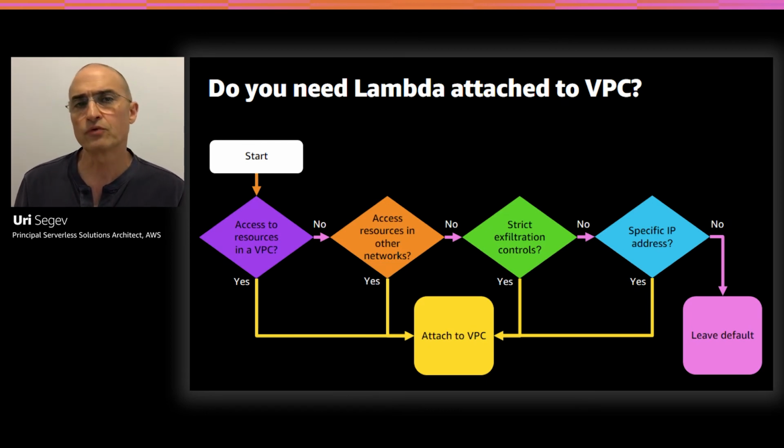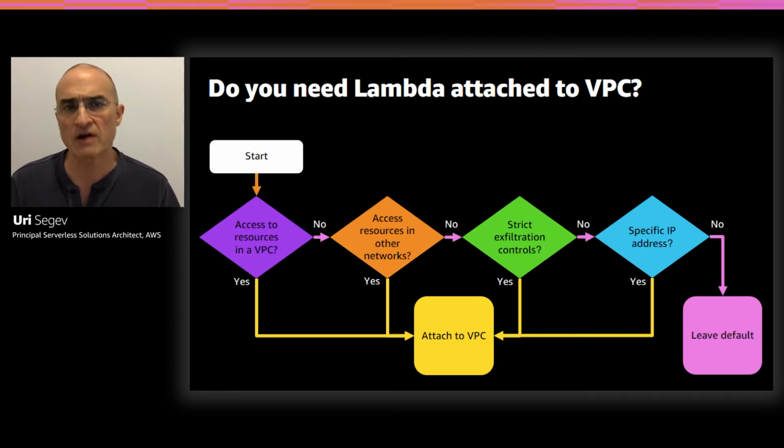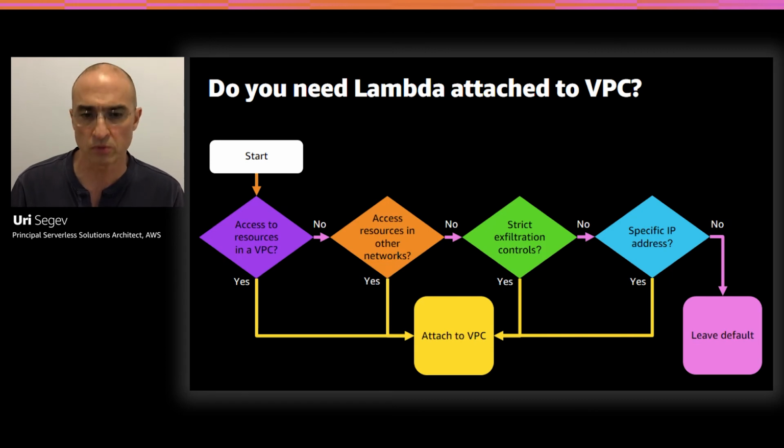The third reason would be if you have strict exfiltration requirements for your traffic. You want to be able to control where the traffic can go. You want to be able to maybe do some deep packet inspection using some appliance. You cannot do that if it is a default function. You will need to attach the function to a VPC, and then use the route tables to control where the traffic goes, or security groups and so on.